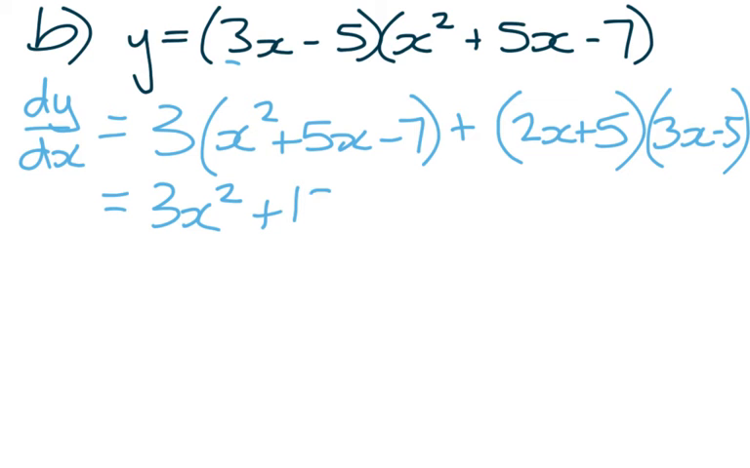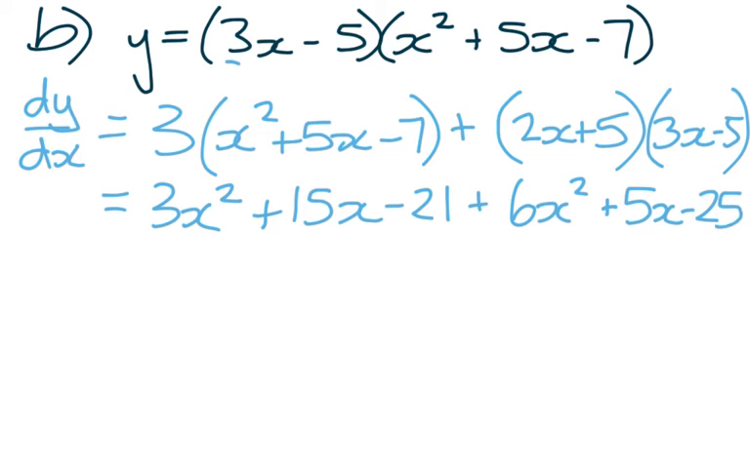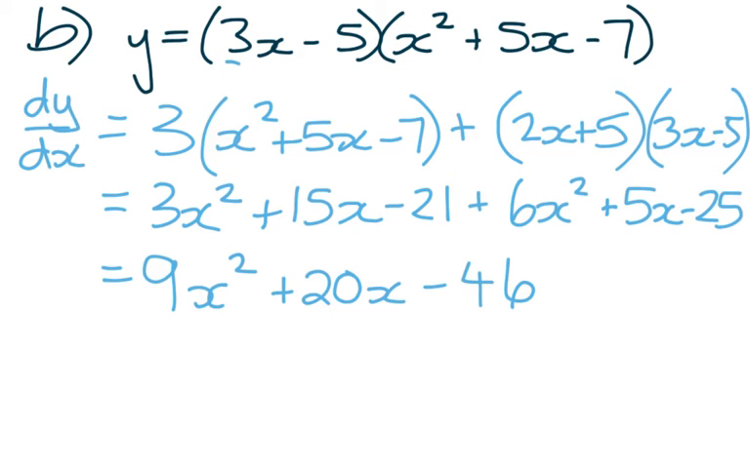So we've got 3x squared plus 15x take 21 plus 6x squared plus 15x take 10x, which is 5x, take away 25. And then again, we can collect those like terms. So we would end up with 9x squared plus 20x take away 46. Again, if it just said show the product rule to differentiate this particular equation and it was only worth 2 marks, then you could just leave it in the first line of working. But you would not be marked wrong if you had simplified it.